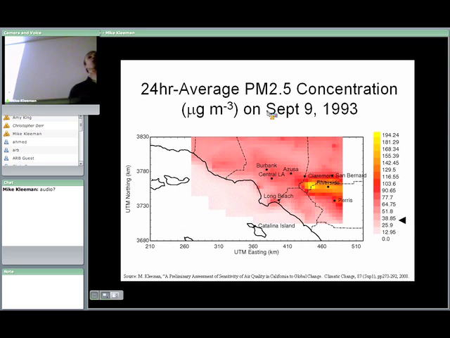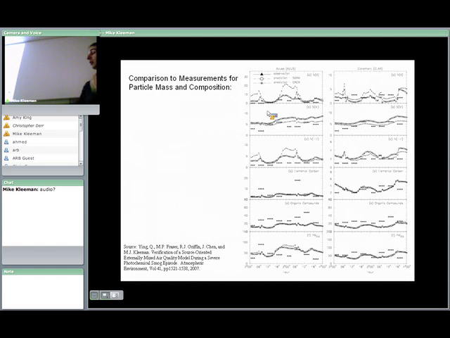What about particles? Particles were the other half of the smog story, right? And so I'm going to look at one size fraction of particles, the PM 2.5 size fraction, all the mass in particles smaller than 2.5 microns in diameter. And I'm going to look at the 24-hour average on September 9th, 1993. And so the health-based standard just got lowered to 35 micrograms per cubic meter. And the concentrations during this event were significantly higher than that, 180, 190 micrograms per cubic meter. So again, a severe, severe air quality event.